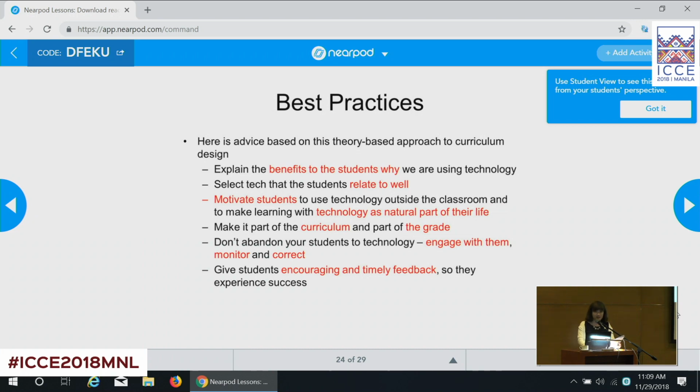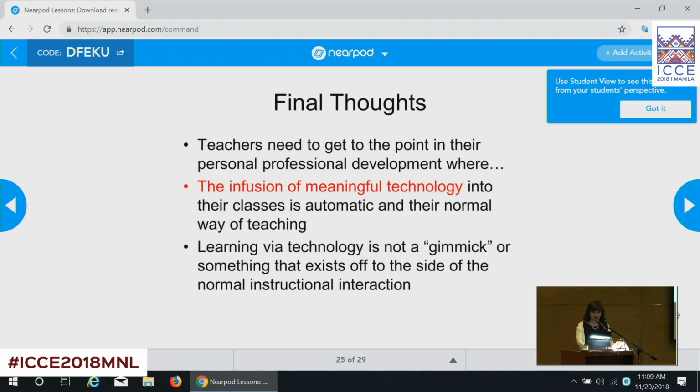The next statement is very important, so you should bear that in mind. Remember, do not abandon your students to technology. That means you need to engage yourself with them and be part of the learning process too, as a teacher, and monitor the progress along the course, and also correct them to make sure they are on the right track or not. This is very important. Also, please give your students timely and encouraging feedback so they can experience success and feel motivated about using technology to learn. That's the best practice.